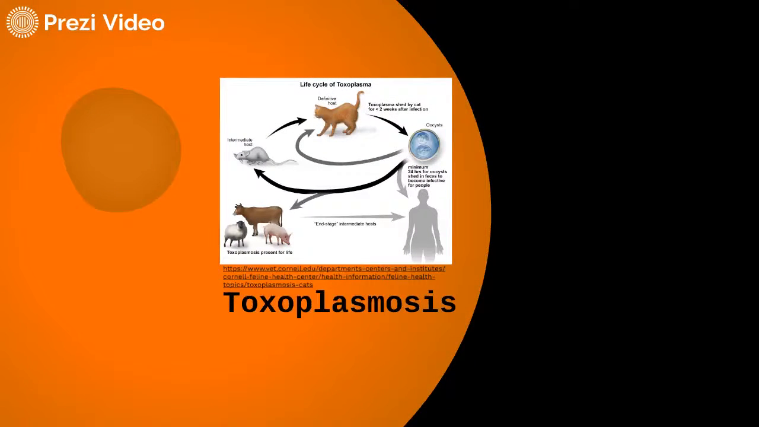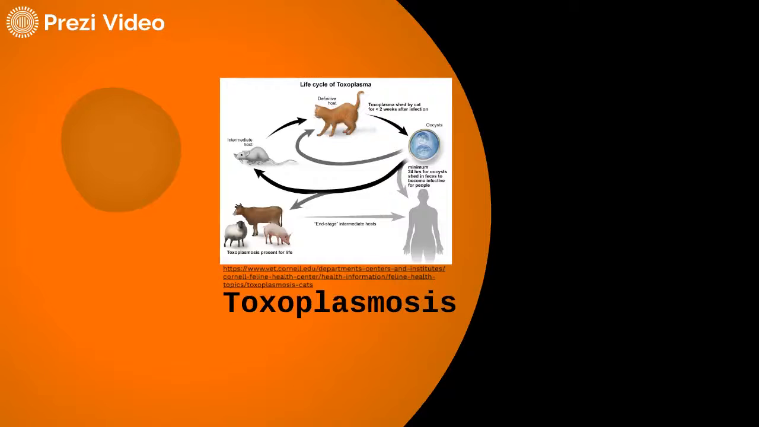Toxoplasmosis is caused by a parasitic protozoan called Toxoplasma gondii. This parasite is found on warm-blooded animals and can cause either no symptoms at all, mild symptoms, or severe symptoms. These symptoms can include anything from flu-like symptoms to something much more serious, such as seizures or lung problems.